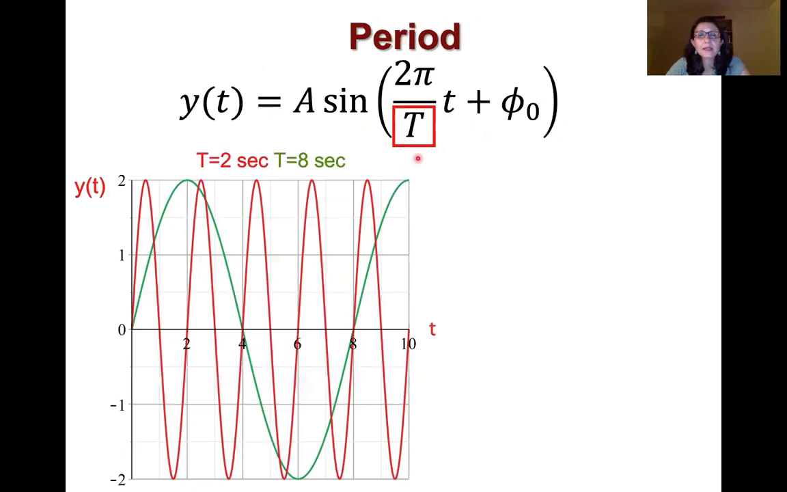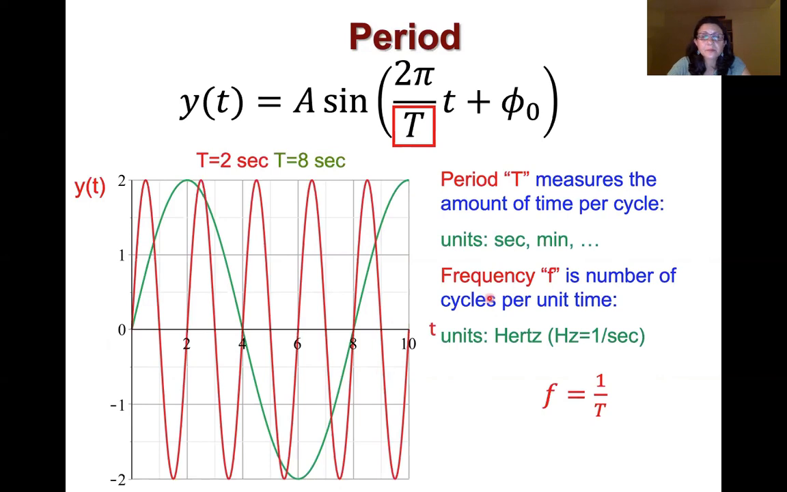Now the period, again, defines how much time it takes to complete one cycle. So for example, for the green plot here, one cycle represents you start at equilibrium, you go up, you go back down, and you return back to equilibrium. That's one cycle, so it's 8 seconds. The blue one has a shorter period, which is only 2 seconds.